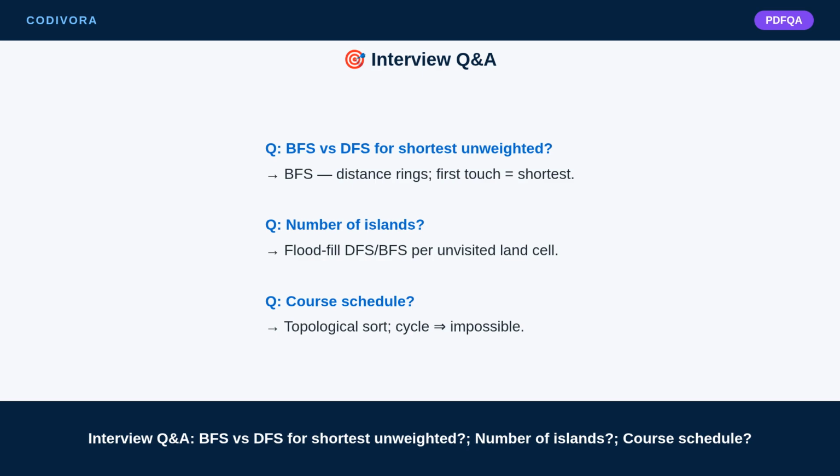Interview questions on this, rapid fire. BFS versus DFS for shortest unweighted? BFS, distance rings, first touch equals shortest. Number of islands? Flood-fill DFS or BFS per unvisited land cell. Course schedule? Topological sort. Cycle means impossible. Detect a directed cycle? Gray/black DFS coloring, or Kahn's leftover nodes. Weighted shortest path? Dijkstra equals BFS with a min heap on distance.